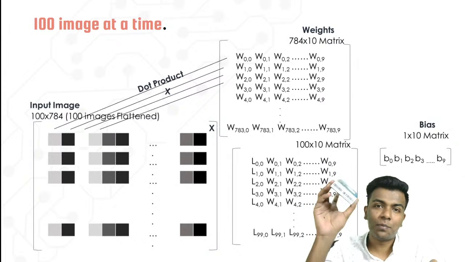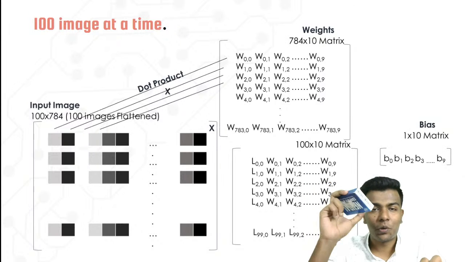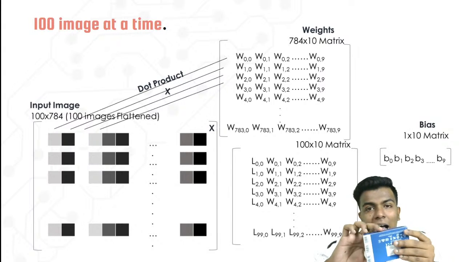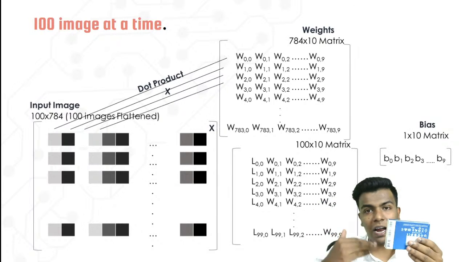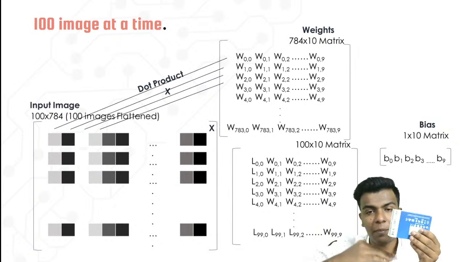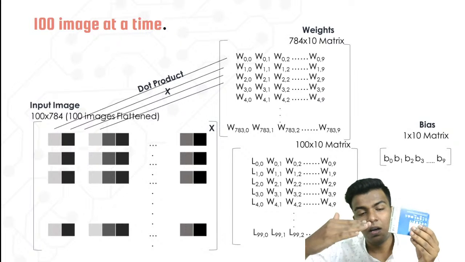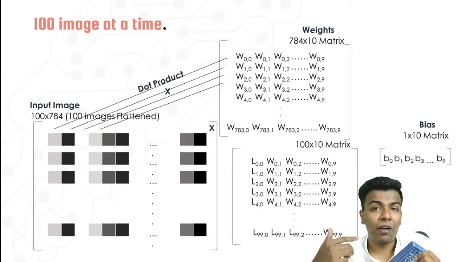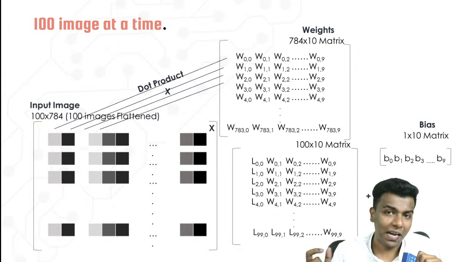So we have already assumed that this is a single image, 28 cross 28. Now let us assume I'm going to have 100 images, like 1, 2, 3, 4. So we are going to have 100 images. We already did that; we need to do that flattening.